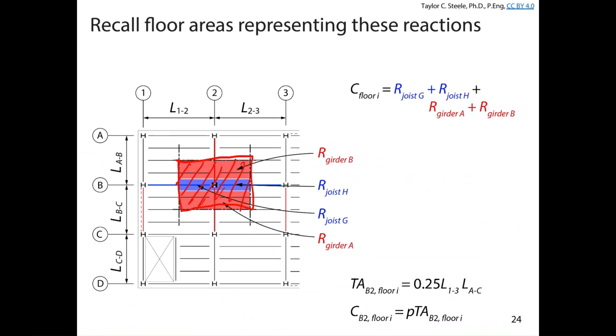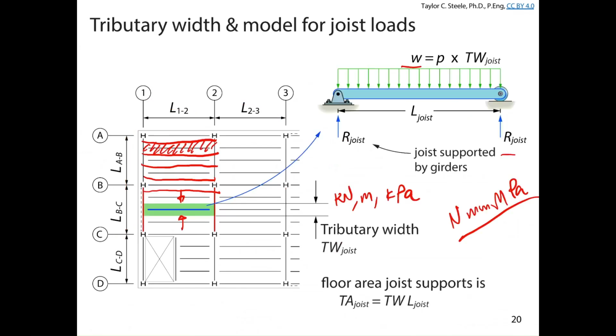And if we wanted to calculate the tributary area, we can just look at the length from 1 to 3, which is this, the length from A to C, which is this, and if we take those 2, multiply them together and divide it by 4, then we get the tributary area at that floor that that column is responsible for supporting. Okay, so we've essentially gone through 3 important tributary areas.